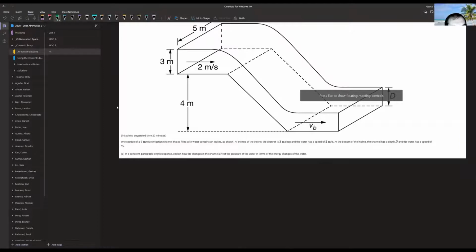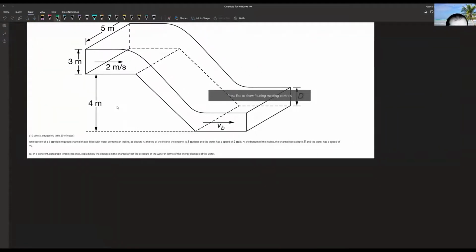One section of a 5-meter wide irrigation channel that is filled with water contains an incline as shown. At the top of the incline, the channel is 3 meters deep and the water has a speed of 2 meters per second. At the bottom of the incline, the channel has a depth D and the water has a speed of vB. And the question is: in a coherent paragraph length response, explain how the changes in the channel affect the pressure of the water in terms of the energy changes in the water.